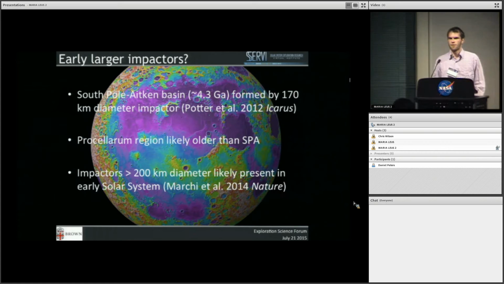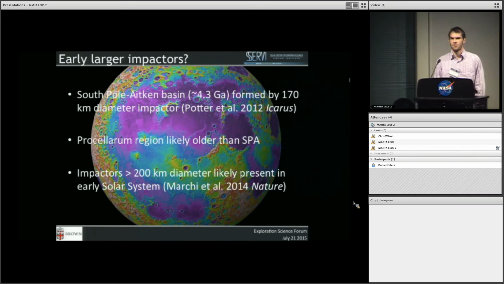However, the Procellarum region cannot be completely ruled out as being the site of an ancient impact. And it's also likely that the moon itself would have been impacted by very large objects early on in its history. And we can look at this by looking previously at the South Pole-Aitken Basin, which David talked about in the introductory talk prior to this.